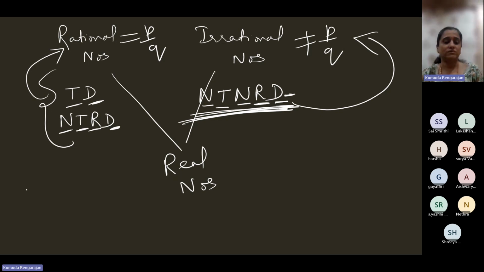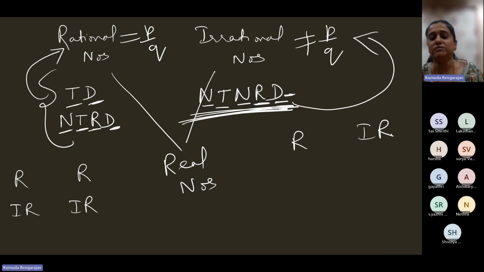Between two real numbers, meaning they can be rational or irrational. So between two real numbers, it can be between two rational numbers or between two irrational numbers or between a rational number and an irrational number. Between any of these, there lie infinitely many rationals and irrationals.